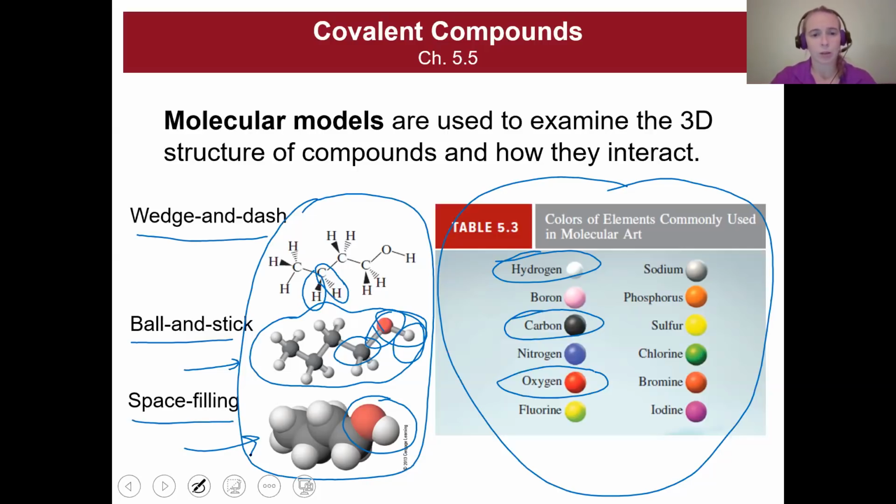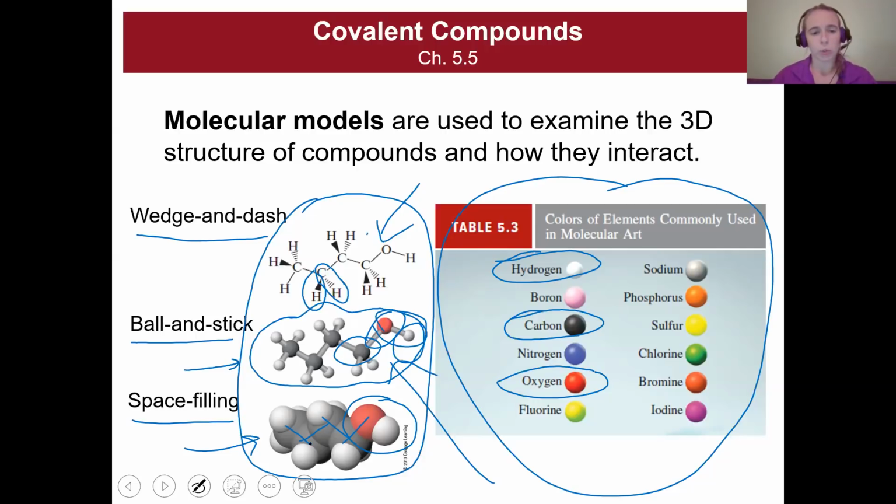So the ball and stick version is not very accurate, and the wedge and dash version is not very accurate based on the sizes of the atoms compared to the length of the bonds. It's not very drawn to scale. But the space filling model is a little bit better. You can't really see the bonds anymore, but they are inside of the space filling model, and that's more representative of what the molecule will actually look like.